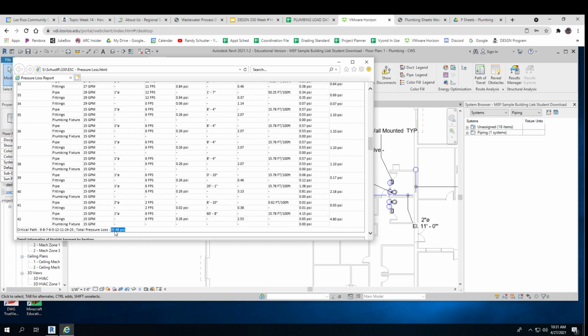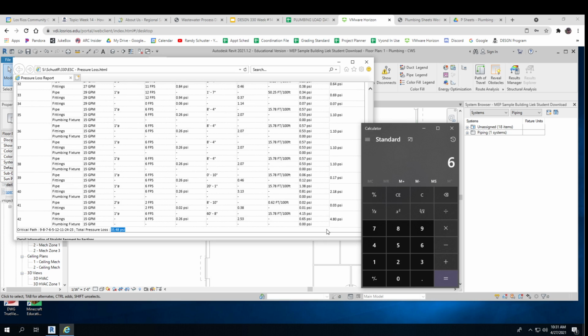So I'm going to lose 35.48. If I started with 60 and I lose 35.48, I will always have at least 24.52 psi at my hose bib or at my piece of equipment. And the requirement is that I have 22.5. So I'm okay.